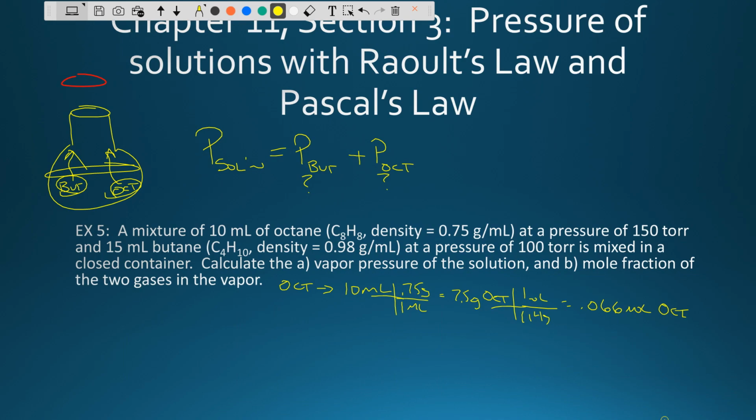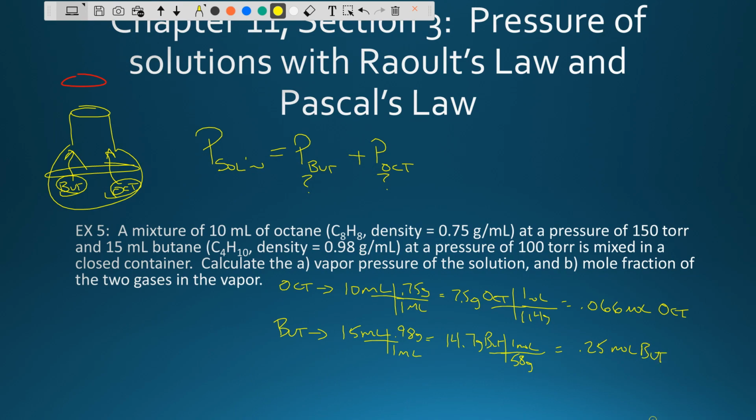Okay, I'm going to label up everything here because we're going to have to do some math with both of these because they're both going to become gases. So 15 milliliters of my butane now has a different density. So I have 1 milliliter is 0.98 grams. And so I end up with 14.7 grams of butane. Let's convert that into moles. So 58 grams of butane is 1 mole. And so I end up with 0.25 moles of butane.